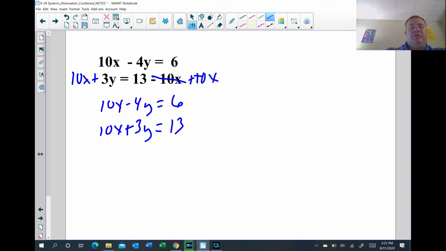You just can't move the negative 10x over. You actually have to add the opposite. Make sure you know that's clear. All right, so here comes the next part.